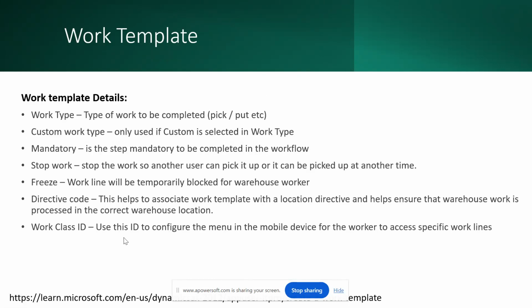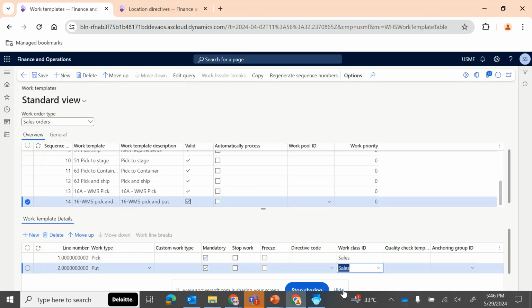Work class ID we will take up in the next session, probably in episode number 12, because it is also very important. You should understand why we are assigning this work class ID. But as of now, you can assign it, and once you assign the work class ID, it will help you to generate the work. But in order to complete the work, this work class ID needs to be linked to a mobile menu item. So that we will take up in the next episode.